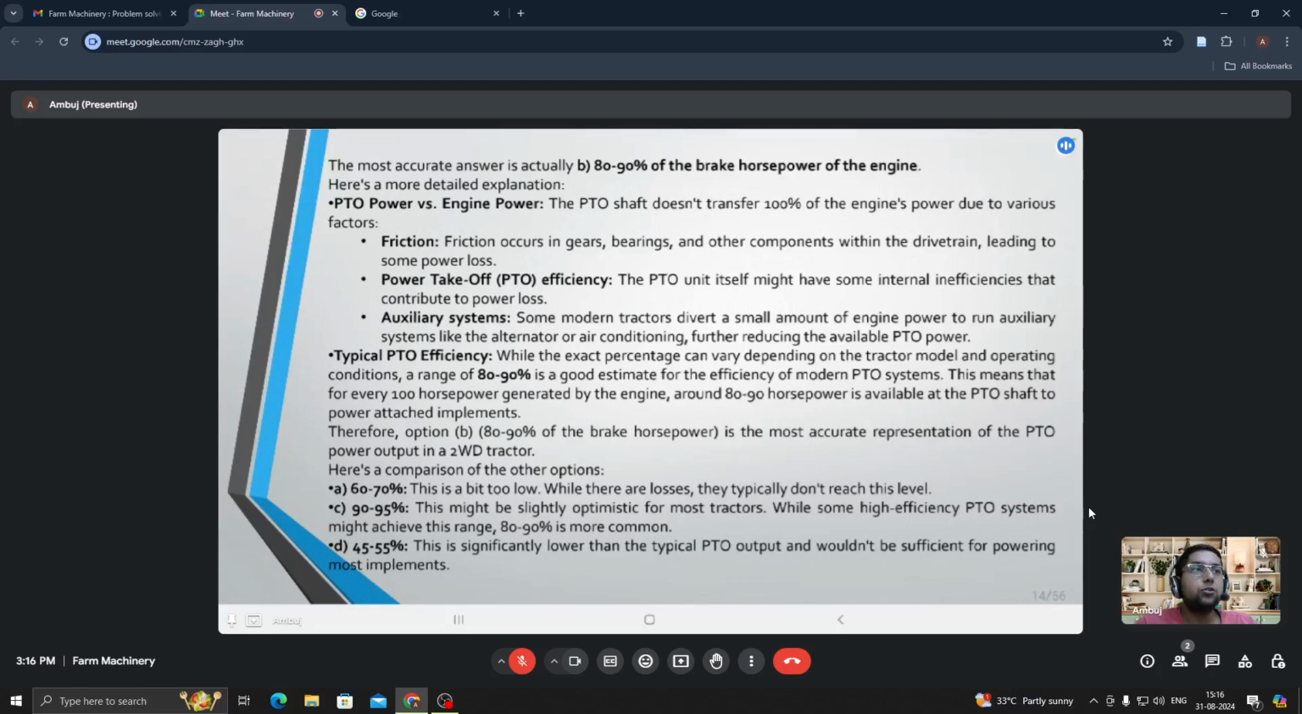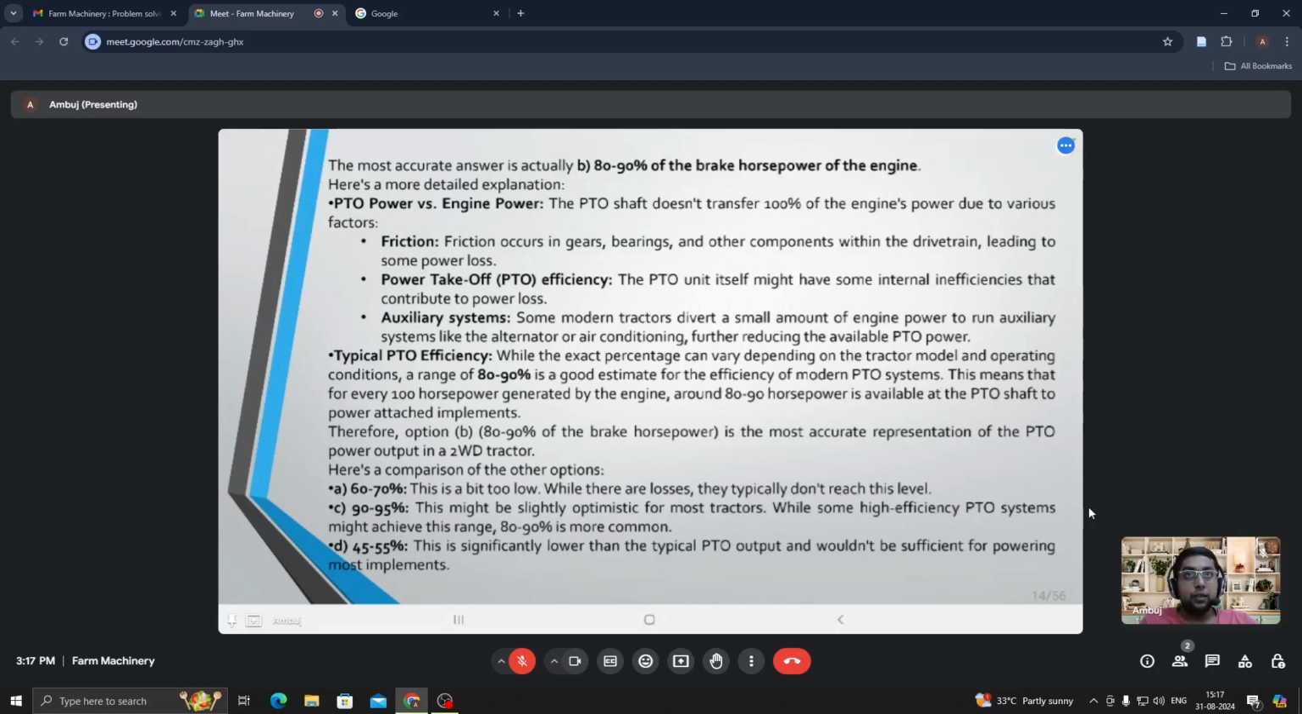And a more detailed explanation is as follows: PTO power versus the engine power. The PTO shaft doesn't transfer 100%. No transmission system has been developed yet which is 100% efficient; that is the highest theoretical efficiency. The engine's power is reduced due to various factors. Friction occurs in gears, bearings, and other components within the drivetrain, along with power losses. In the tractor cutout model present here at IIT Kharagpur, as well as one I have seen at FMTTI Budni, you can see those gears, bearings, along with the entire drivetrain.